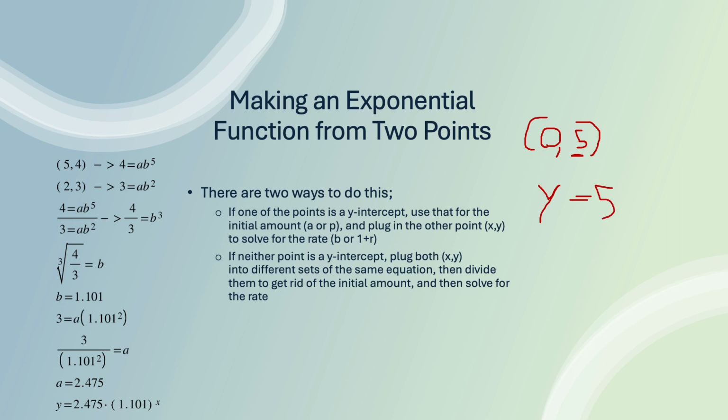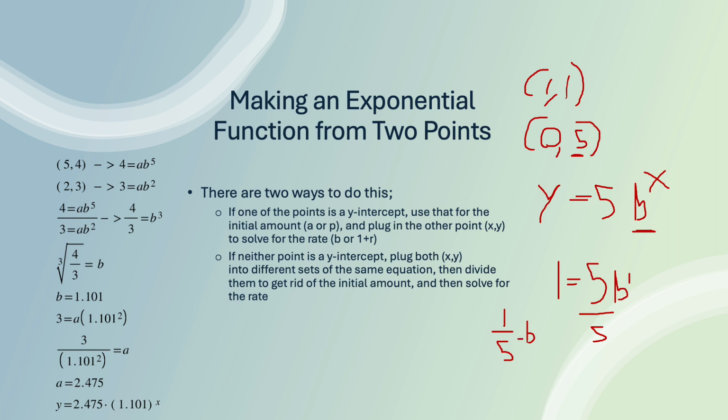Because that's the y-intercept, we have 5 times b to the x. And now all we have to do to find the equation is figure out what b is. So if we have another point, which we will, let's say we have 1, 1 as the second point, that's going to be 1 is equal to 5 times b to the first power, and b to the first power is just b. So we divide by 5 to solve for b, and we get 1/5 is equal to b.